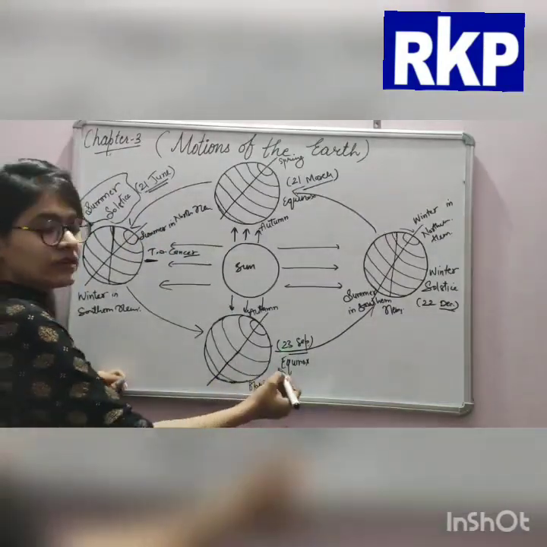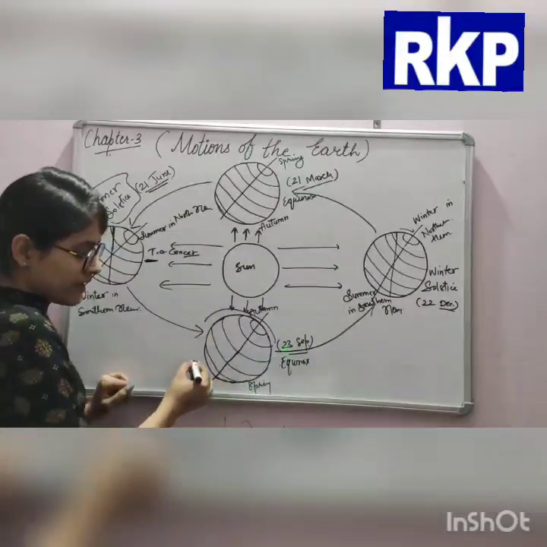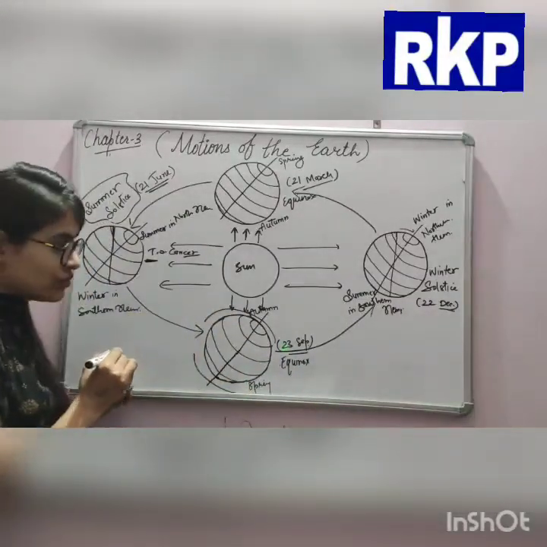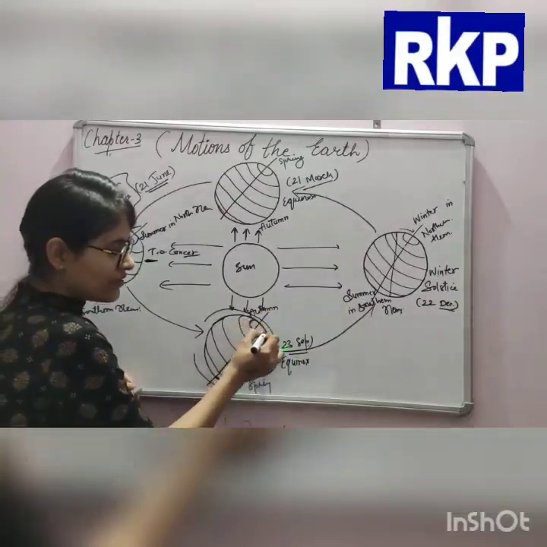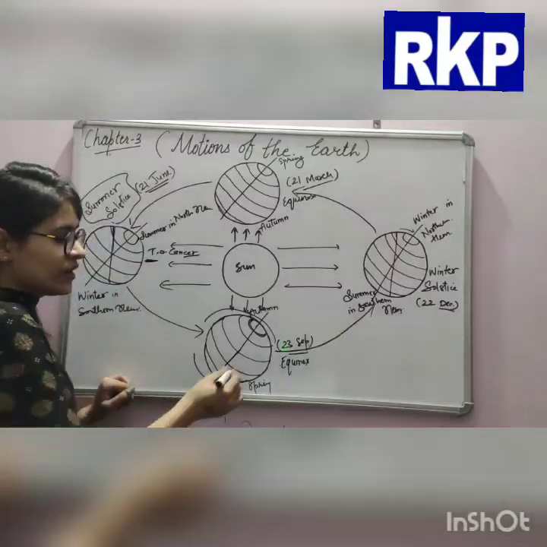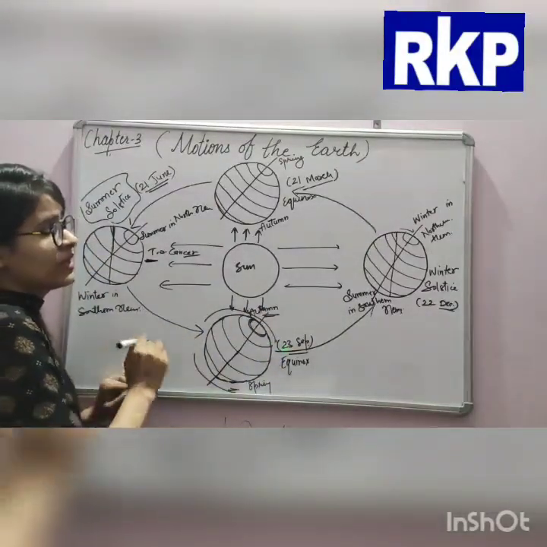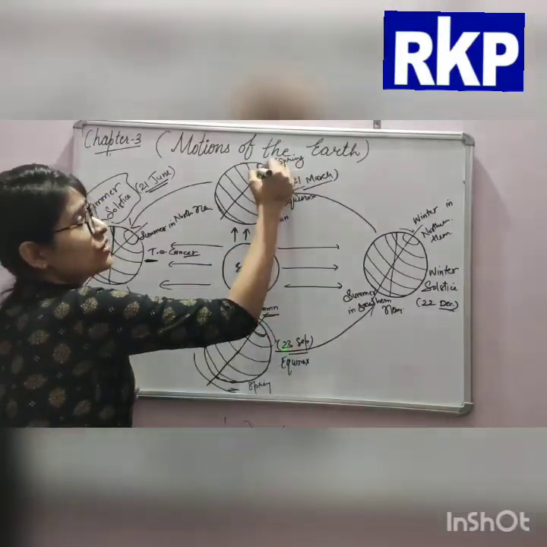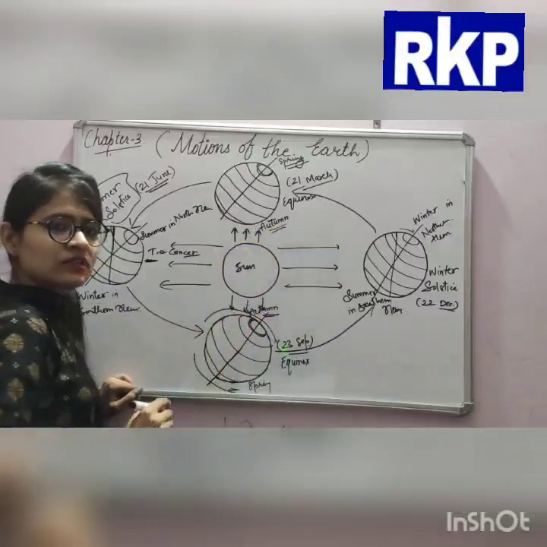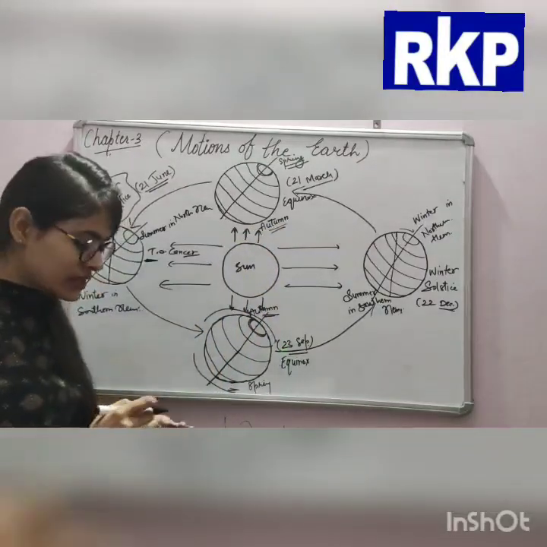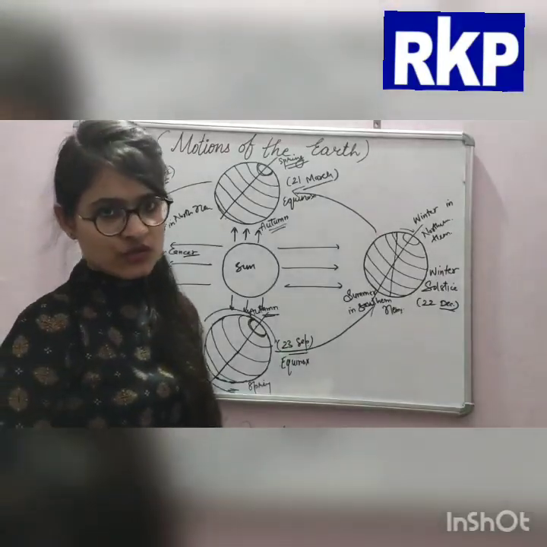Now we can say that on 23rd September, there is autumn in the north and spring in the south. This is the north part where I have started this circle: autumn in the northern part and spring in the southern part. Here, this is north, so here there is spring in the northern part and autumn in the southern part. I hope this is clear to you all.